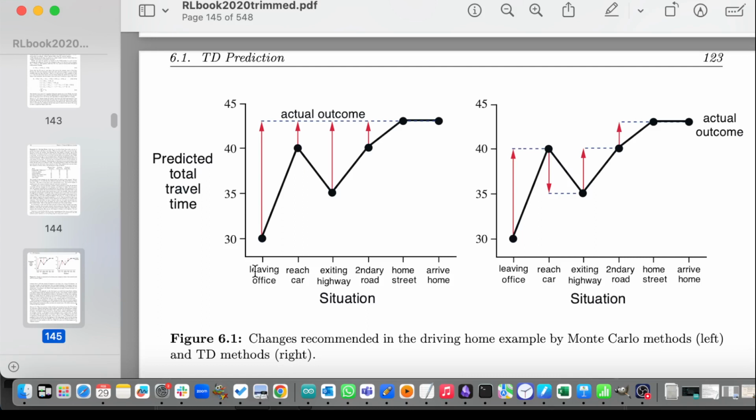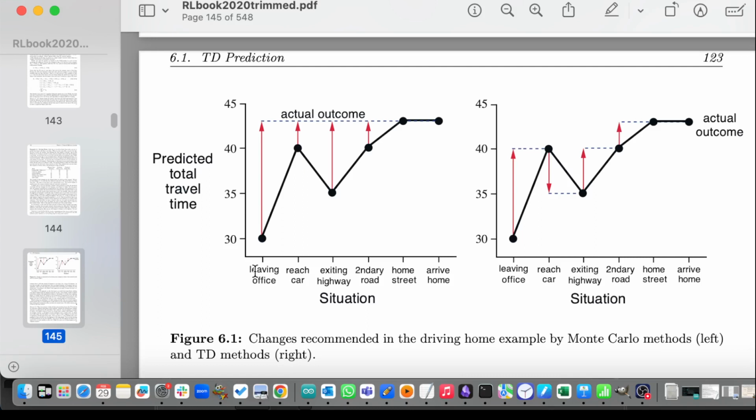Instead of waiting till the end, you wait until the next step, and then you immediately learn something based on your estimate of the next step. So these arrows are still pulling you with a constant alpha update to your beliefs, but the point is you don't wait until the end, you just immediately update.